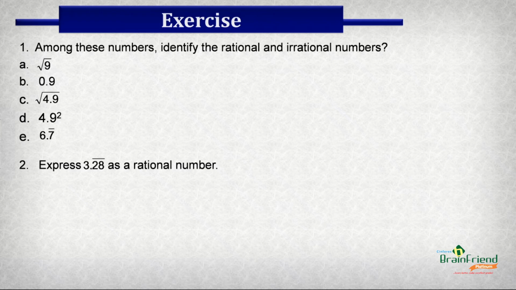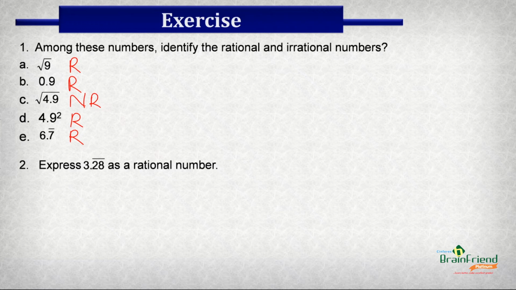I'm sure you are done. Question 1 says, among these numbers, identify the rational and irrational numbers. You are simply expected to indicate an R or NR. For A, we have R, R, NR, R, and R.